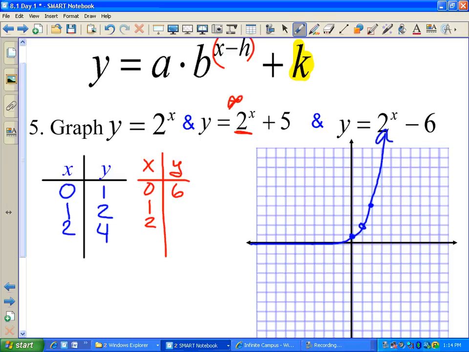When I do 2 to the 1, I get 2 plus 5 is 7. When I do 2 to the second, I get 4 plus 5 is 9. And what this does is it takes my graph and I get 0, 6, 1, 7, and 2, 9. And that's what my graph looks like. Recognize that my asymptote is now y equals 5.